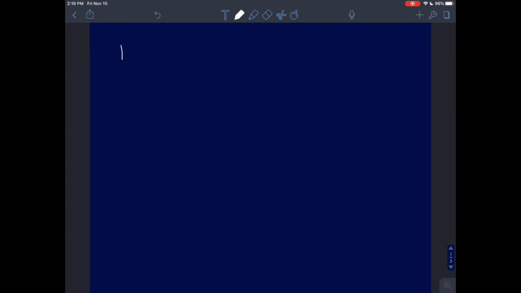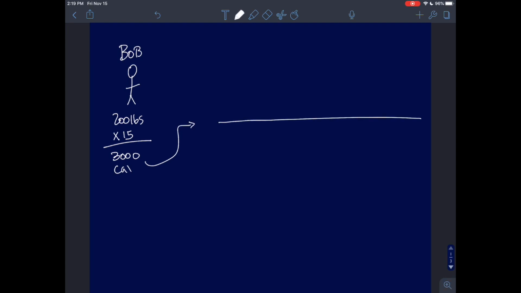So for our example, we're going to do Bob right here, who is looking to lean bulk. He is 200 pounds. According to the formula, body weight by 15 is going to be 3,000 calories. And so this straight line here is going to be our maintenance calories. Okay, so in order to gain weight, he would have to eat above that line.